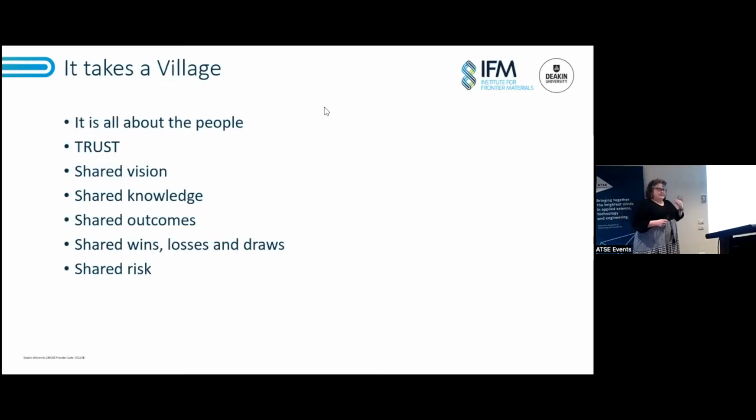And it's all about the people. It's about building the trust. It's about sharing the vision, sharing knowledge, sharing outcomes. And I think this is the thing that is really important, sharing the wins, the losses, and the draws. So knowing when to walk away and when to run.